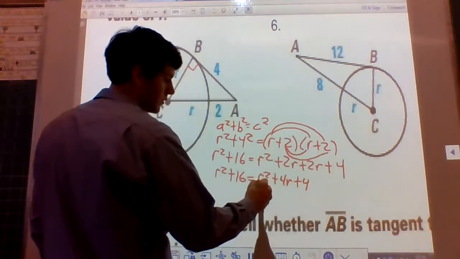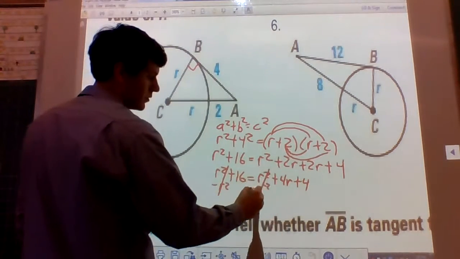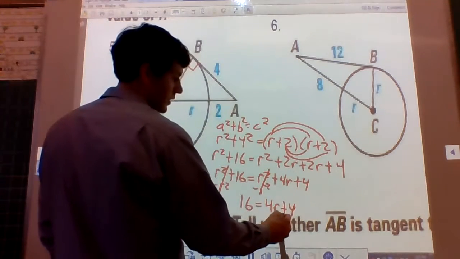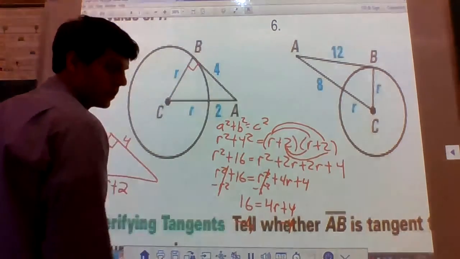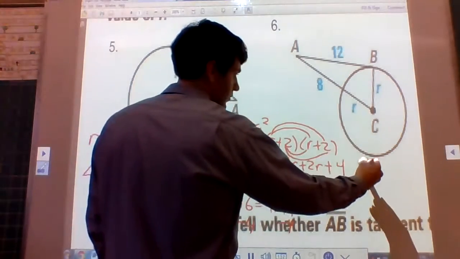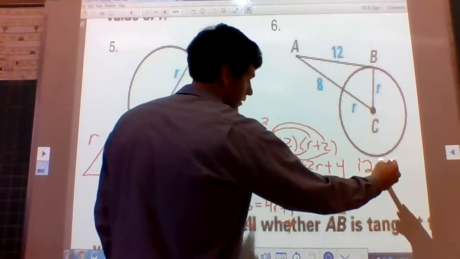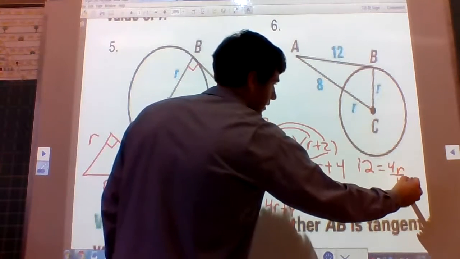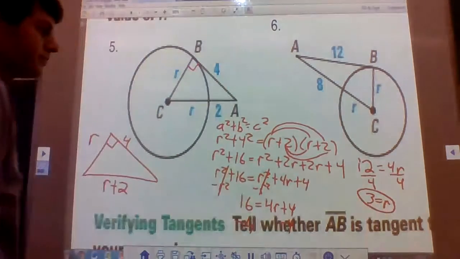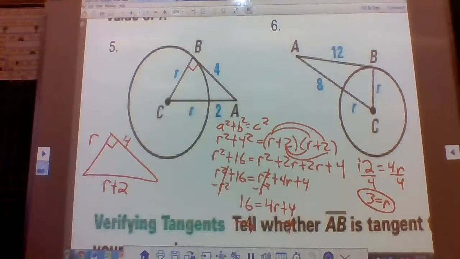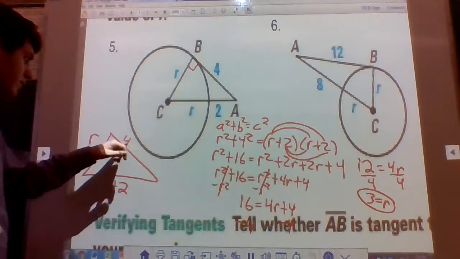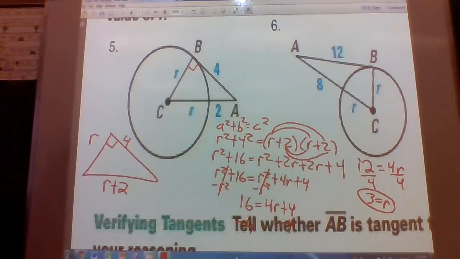We subtract r squared from both sides. Those cancel. We get 16 equals 4r plus 4. If we subtract 4 from both sides, we're going to get 12 equals 4r. Then we can divide by 4, and we get 3 equals r. From which 3, 4, 5. So that'll work.